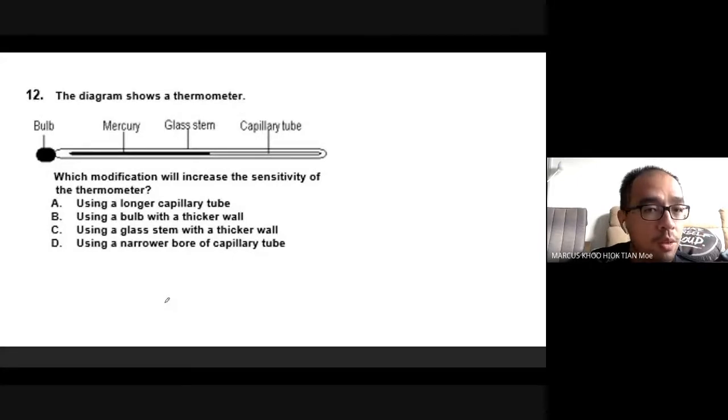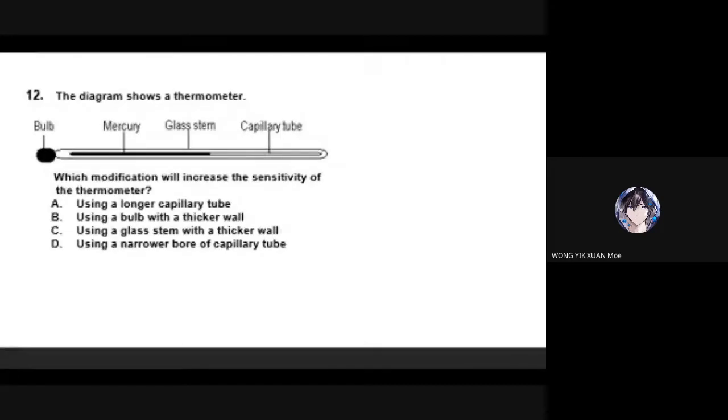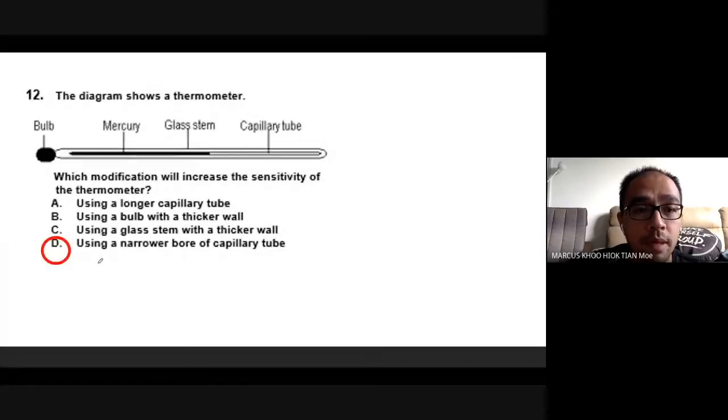Which modification will increase the sensitivity of the thermometer? Sorry. D. B. Okay, sorry, did you say B or D? Okay, never mind, I give the answer. Okay, it's D, using a narrower bore.